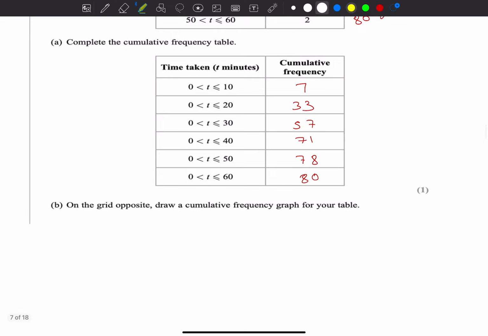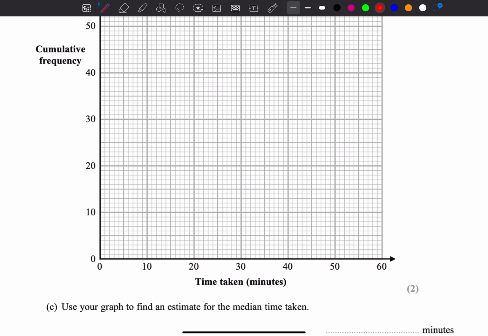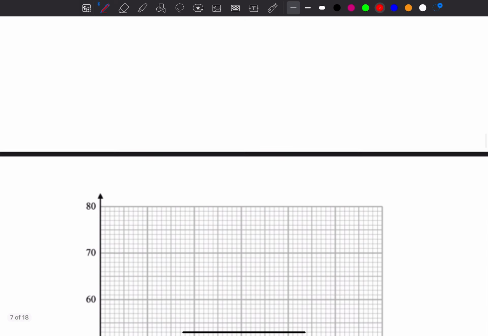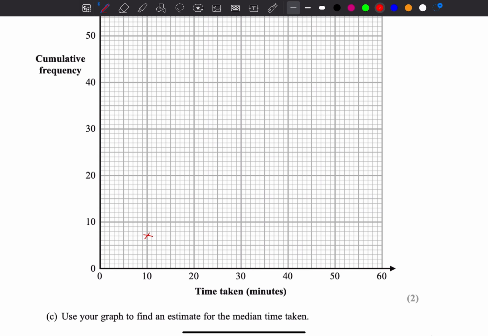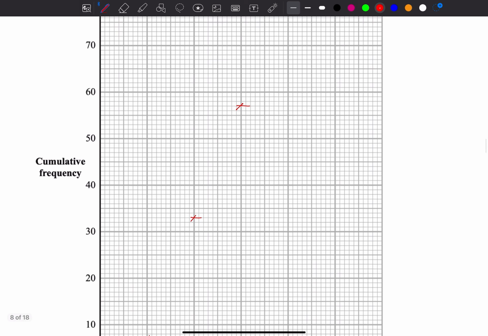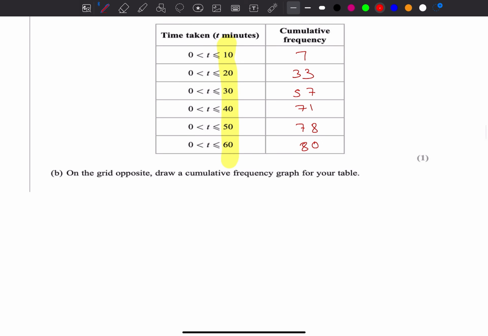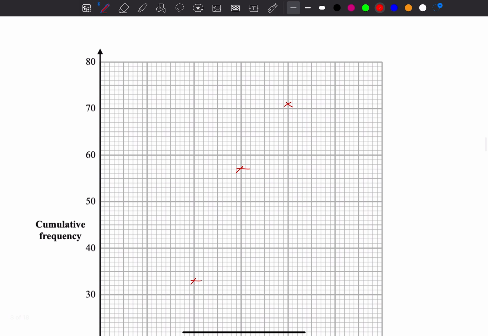And always make sure, don't do the midpoints, okay? You must be used to this question by now. Use the upper numbers in there. So 10 comma 7, and then what is this? 33, 57, 71, 78, 80. Make sure it's a single line.